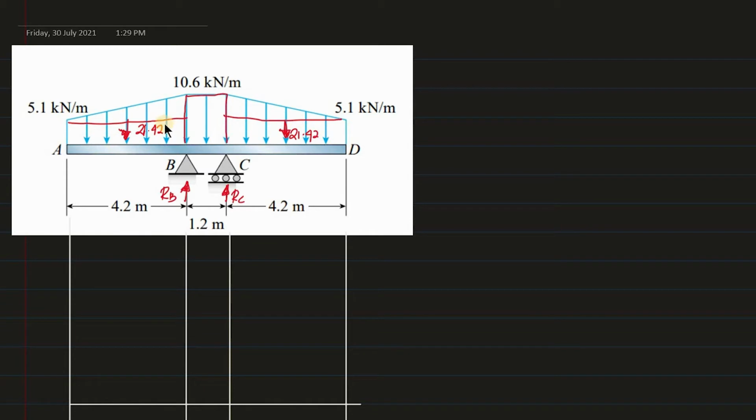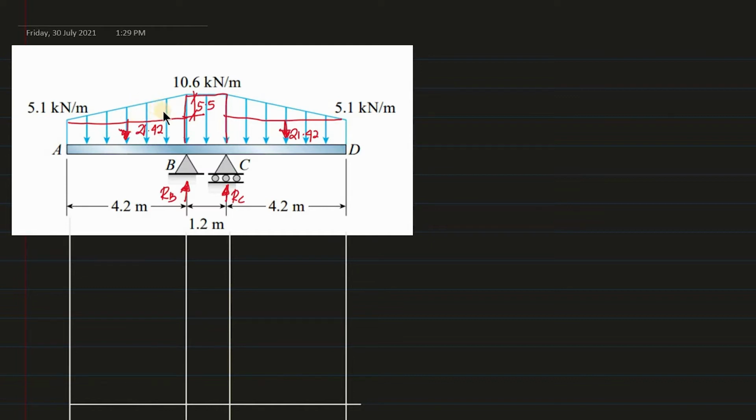Punta naman ngayon tayo dito sa ating triangle. Sa ating triangle, yung bagong height niya ngayon, ilan na? Kasi nga, 10.6 yung buong ito, tapos 5.1. So, isubtract natin. So, yung natitira dito, mga bis, is 5.5. Now, to solve for the converted point load ng triangular loading na to, we will just multiply the base and the height divided by 2. So, that's 5.5 times, this has a base of 4.2, divided by 2, would be equal to 11.55.